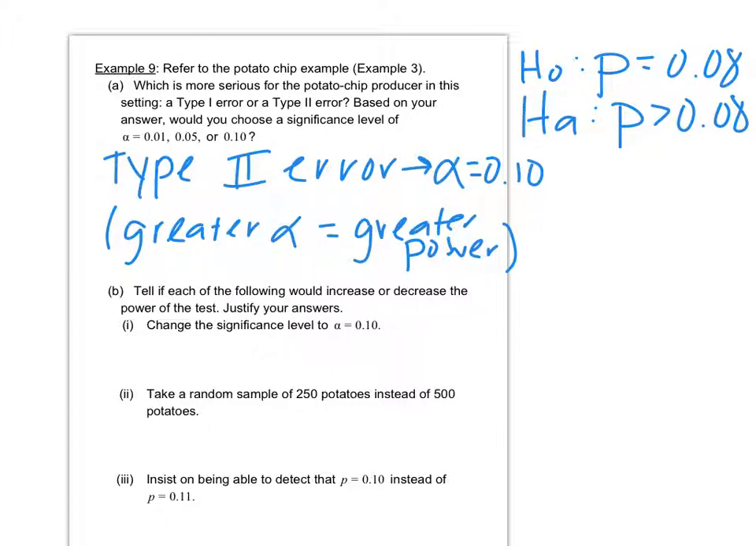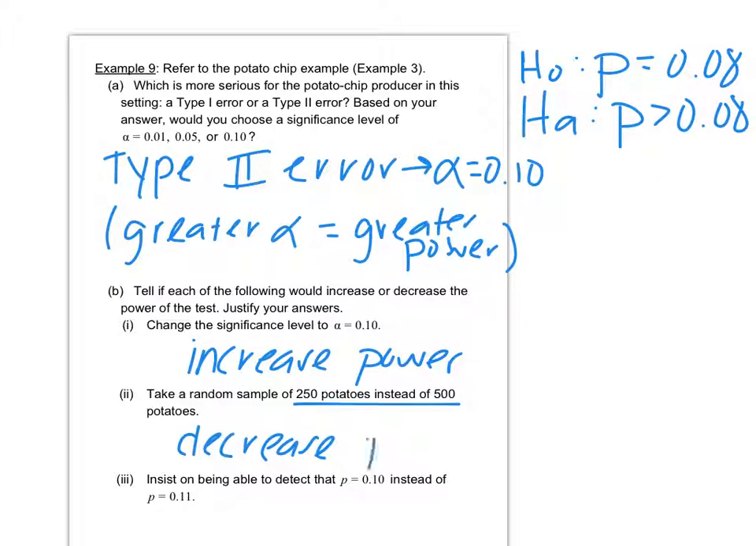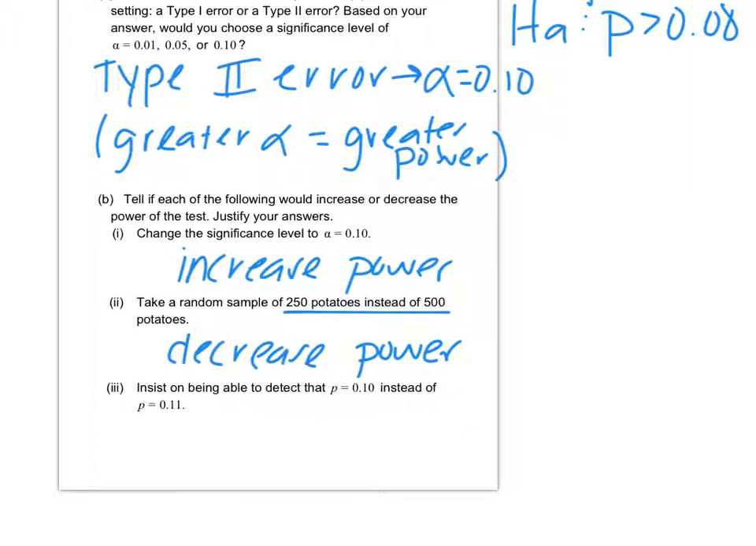Okay, then what's going to happen in each of these scenarios? If you change the significance level to 0.10, it increases the power. If you decrease your sample size, you're decreasing your power. And then finally, if we look to detect 0.10 instead of 0.11, our alternative is getting closer to the 0.08 that we're looking at, so this also decreases the power.